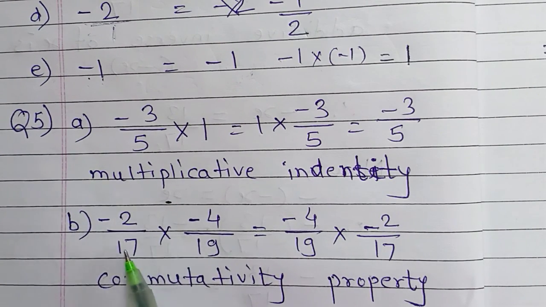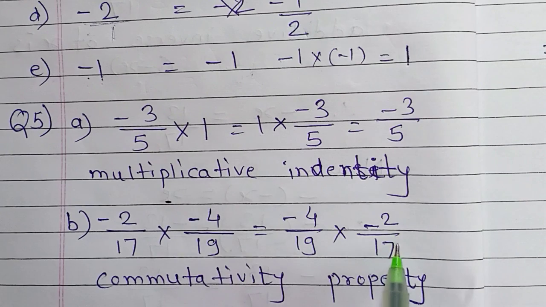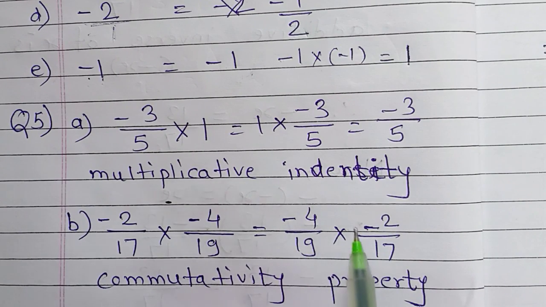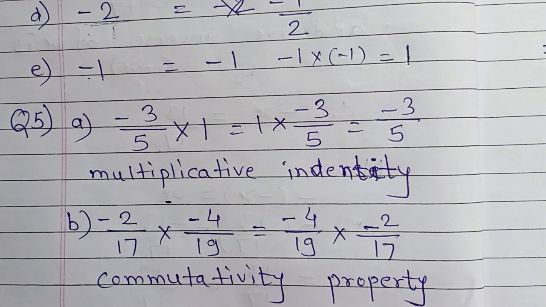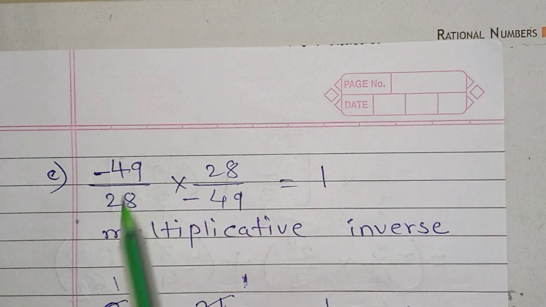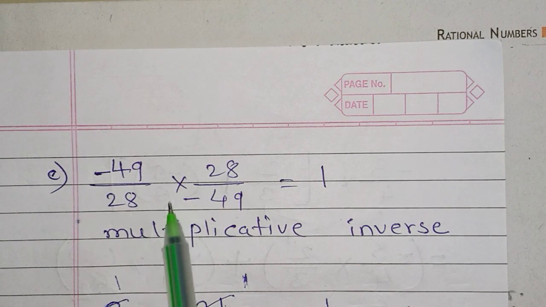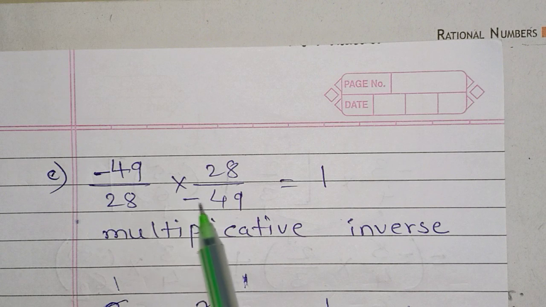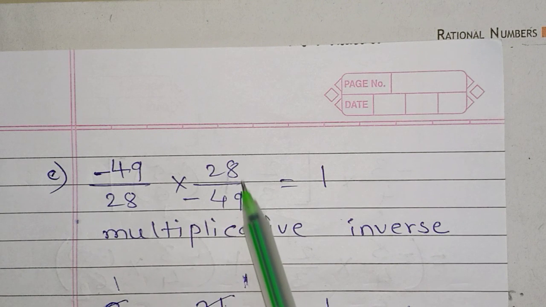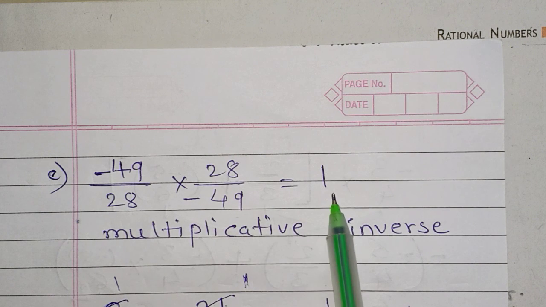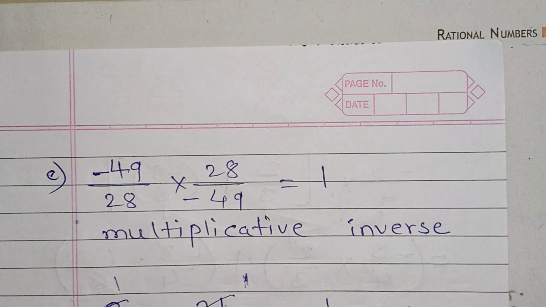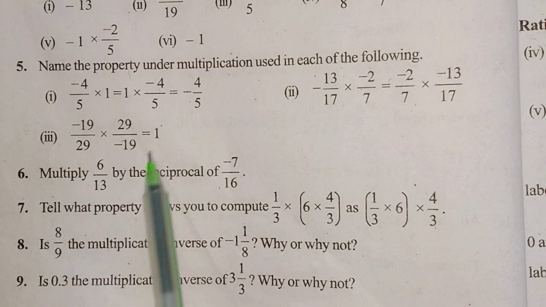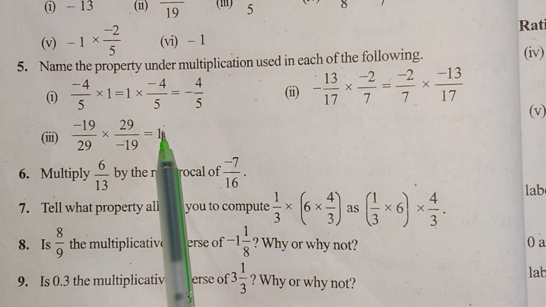See, I have just changed the position of digits. I have not done anything else. So it is the commutative property. Next I have taken minus 49 upon 28 into its reciprocal 28 upon minus 49, which gives me the answer 1. So it is multiplicative inverse. So now you can solve question number 5.